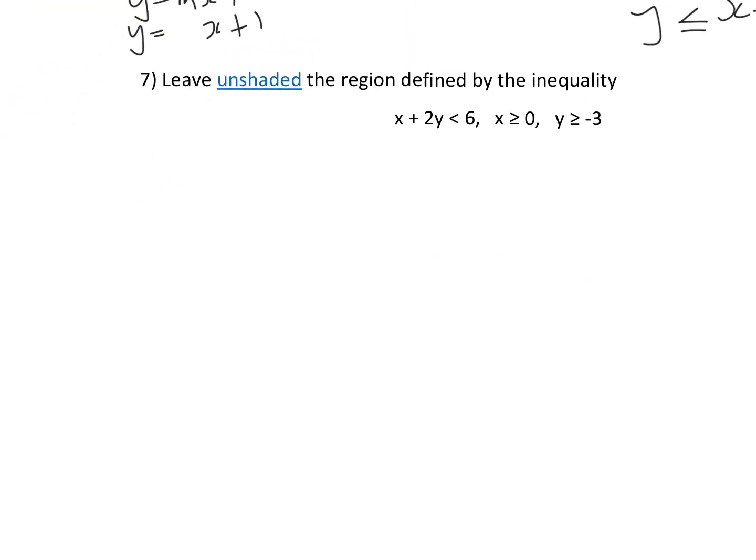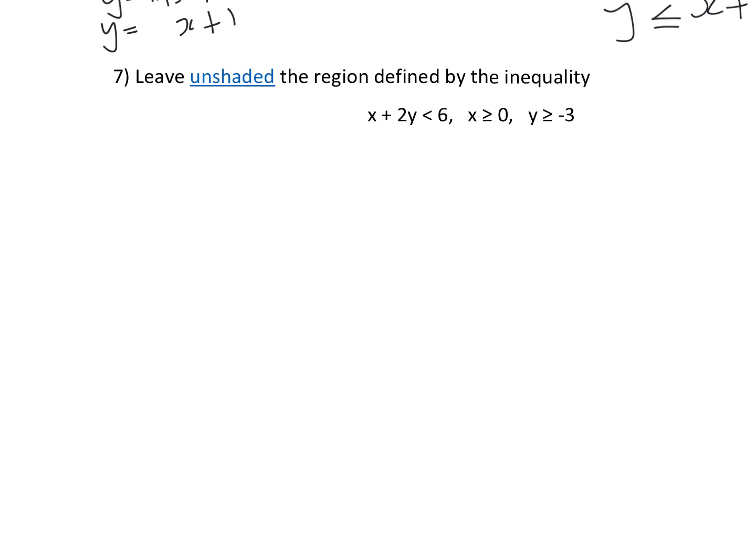And finally, we're going to try to do number 7. Leave unshaded the region defined by the inequalities x plus 2y is less than 6, x is greater than or equal to 0, and y is greater than or equal to minus 3. So we have to plot these 3 lines first of all. Sorry, they aren't lines, they're inequalities. We've got to plot 3 lines.